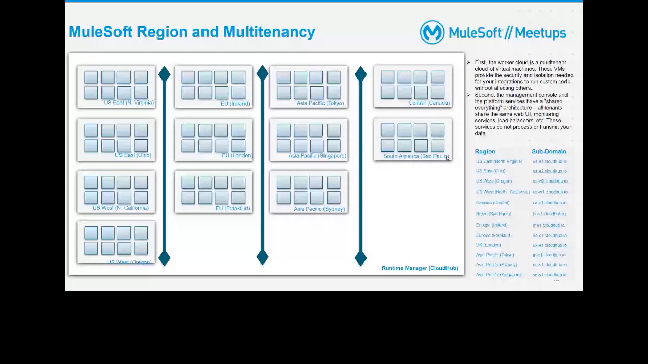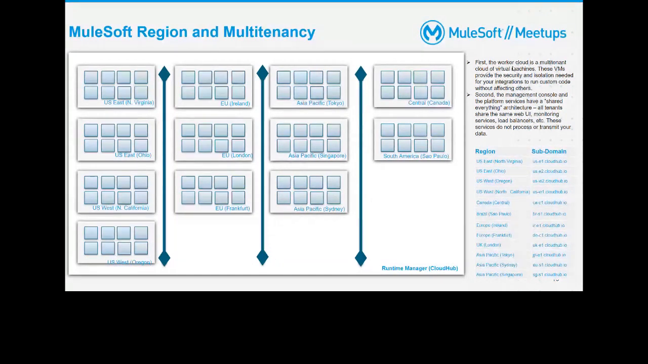The MuleSoft Anypoint Platform is a multi-tenant platform, because the same Anypoint Platform is shared by multiple tenants. But it doesn't mean your data will be shared with the other tenants. Your data will be isolated and can be used only by yourself; it will not be shared with any other tenants.